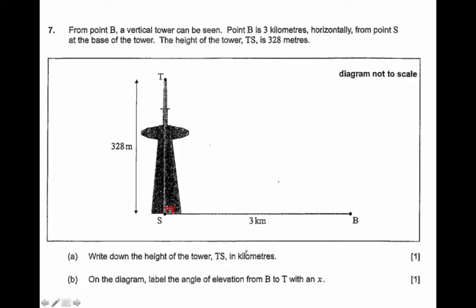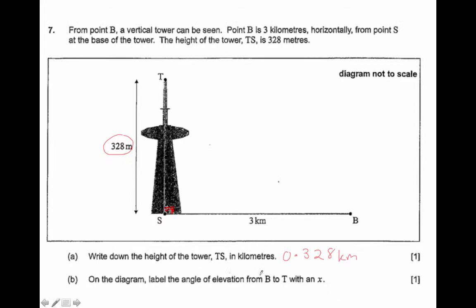Write down the height of the tower in kilometres. So at the moment it's in metres. Well, it's funny, we've got one in metres, one in kilometres. How many metres in a kilometre? 1,000, so we need to divide this by 1,000, so 0.328 kilometres, 1 mark.